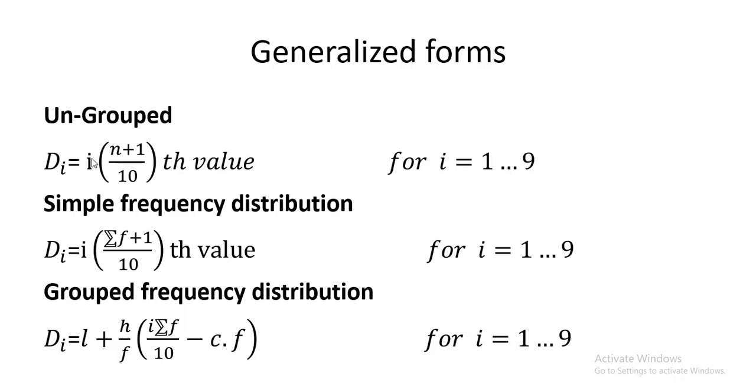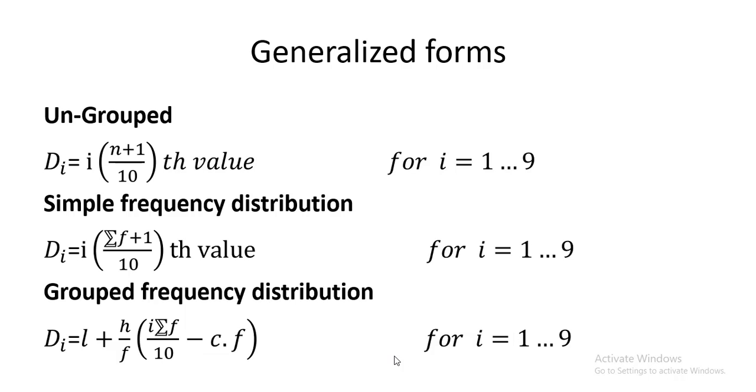If you are asked for the first decile, we're going to substitute i as 1. If you wanted to find the fifth decile, then D of 5 equals 5 times (n plus 1) divided by 10. For a simple frequency distribution, D of i is equal to i times (summation f plus 1) divided by 10. Whichever decile you're asked to find, you substitute that value in the position of i. For a grouped frequency distribution, D of i equals L plus h upon f into (i times summation f by 10 minus CF).